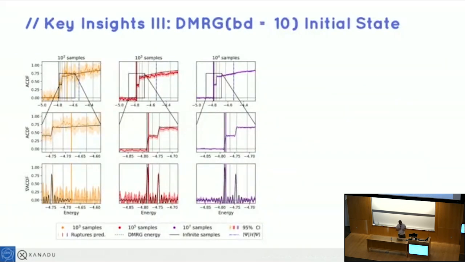Okay, there are a lot of different subplots. The three different colors are different numbers of samples, from 100 to 10,000. On the top line you have the CDF. In black you have the result with infinite statistics. Then in the middle line you have a zoomed version around the first step, and on the bottom one you have the gradient. This is going to be a bunch of peaks.